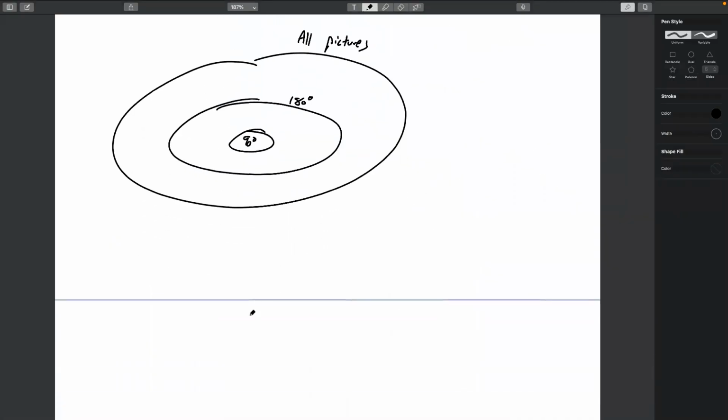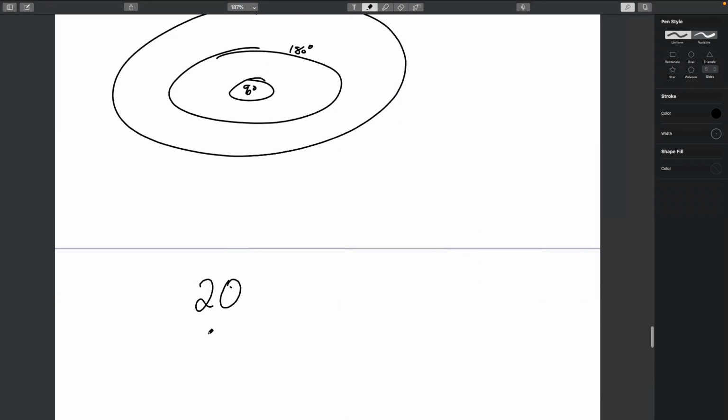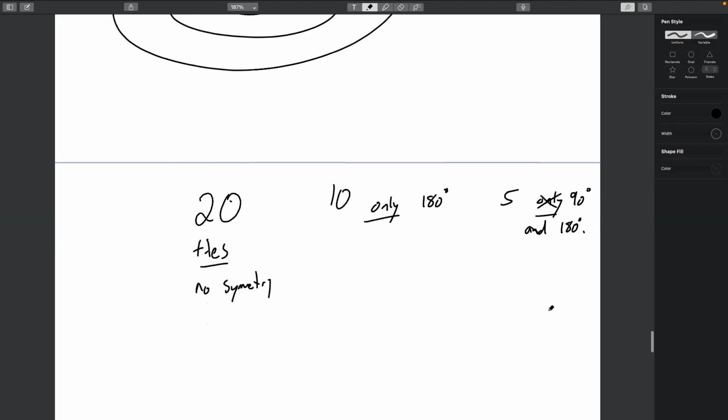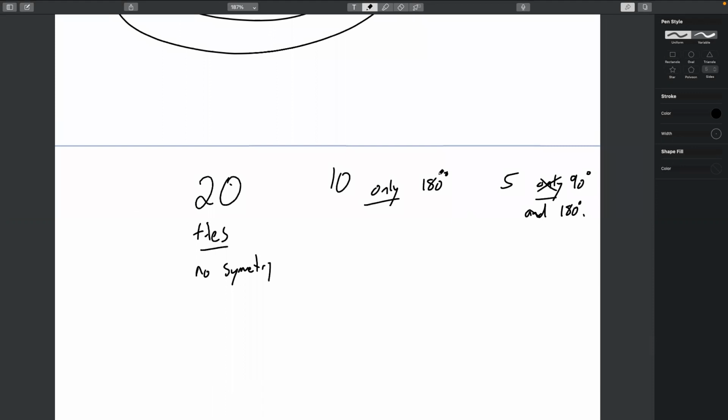So 20 tiles have no symmetry. 10 have only 180 and 5 have only 90, or well, have 90 and 180 is what I should say. Okay, so and that adds up to 35 like it should. And you could figure these numbers out from the calculations we did as well.